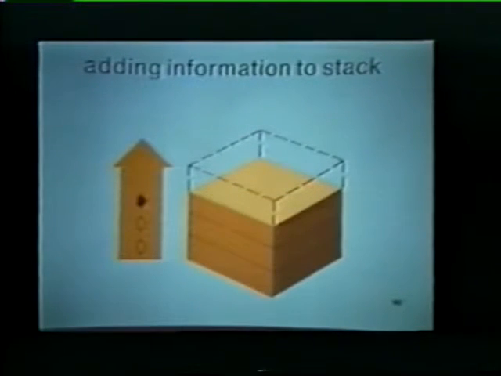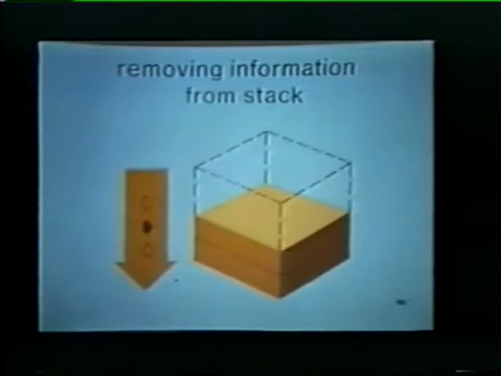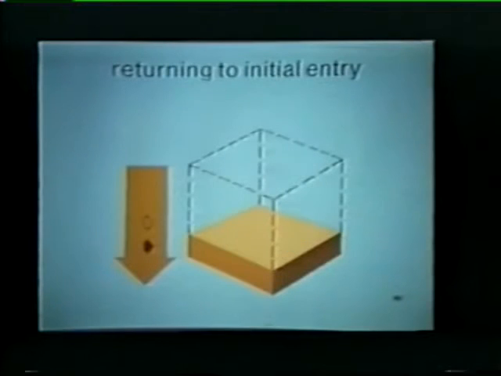If we add more information, the stack pointer moves up again. It keeps moving up so that it always points to the top, or latest entry, in the stack. Conversely, if we remove information from the stack, the stack pointer automatically moves down. If we remove still another item, the stack pointer moves down again. As you can see from these examples, the stack pointer automatically moves up as items are added and automatically moves down as items are removed, so that it always points to the latest entry in the hardware stack.